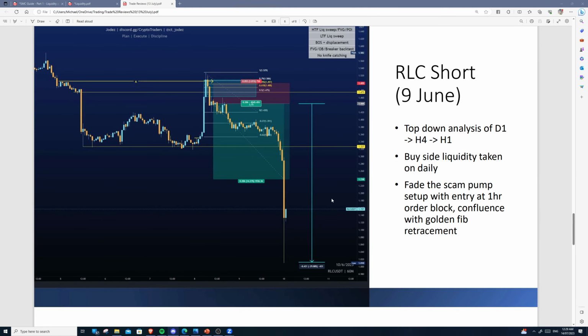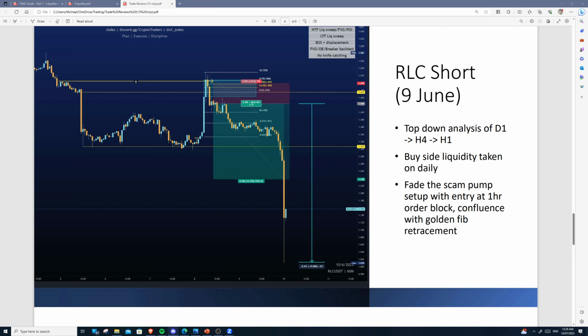Do you remember this RLC short setup, Ahmad? He showed it in the staff alerts on the 9th of June. Would you like to just quickly go through it?